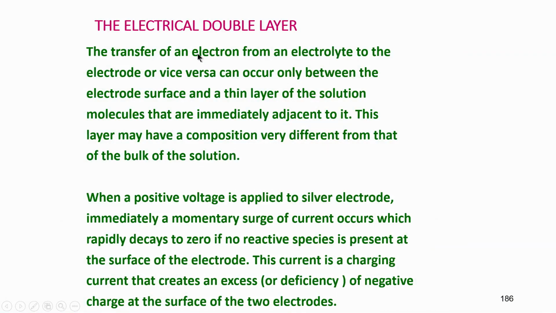We were discussing the electrical double layer. What I had told you is that the transfer of electrons from the electrolyte to the electrode, or vice versa, can occur only between the electrode surface and the liquid junctions around it. I asked you to imagine a thin layer of solution around the electrode, where all cations will be moving towards the cathode and all anions will be moving towards the anode.